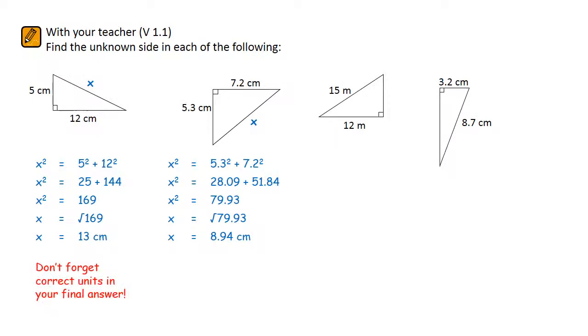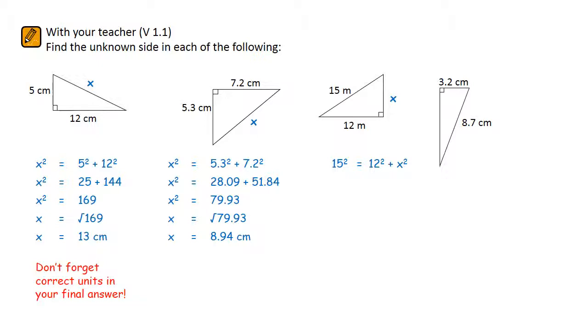The next example is a little bit different. In the first two ones that we did, x was the hypotenuse side, but in this third example, x is one of the other two sides. When we set it up, we set it up exactly the same way. The hypotenuse squared is equal to the sum of the other two sides squared, so it's 15 squared equals 12 squared plus x squared. But we have to do a little bit more transposition to find out what x is.